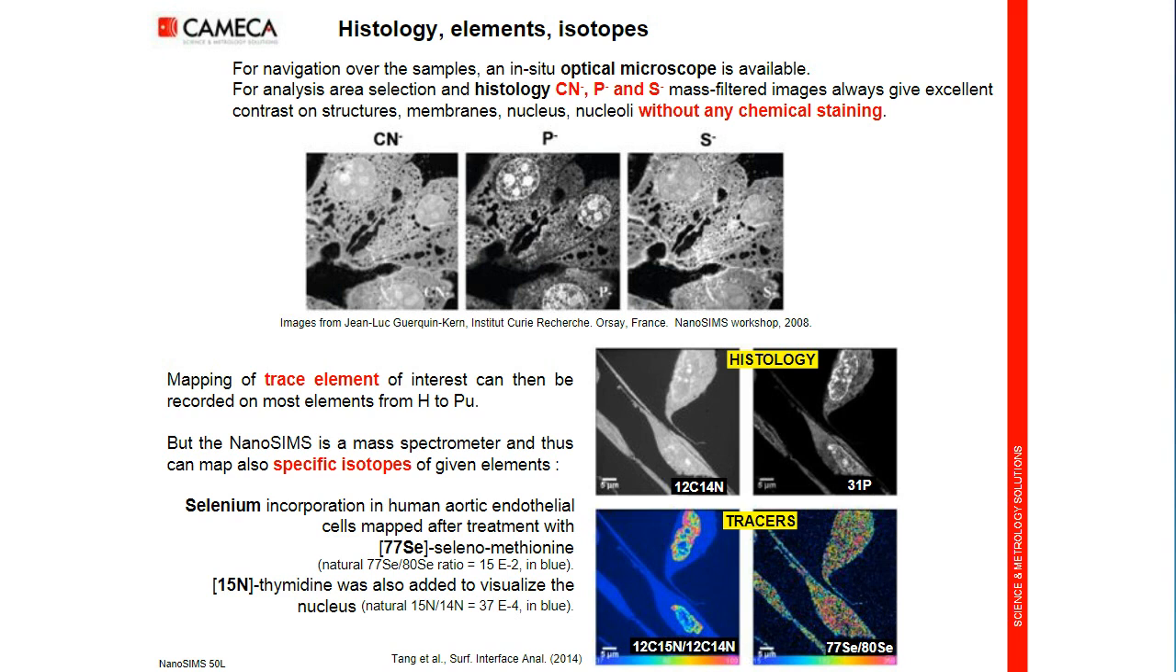And we can map on the lower row, on the right side, the distribution of 77 selenium over the major one, 80. And you see the distribution of this selenomethionine molecule. On the left side of the lower row, you can see cells that have been duplicating recently and have incorporated thymidine, but thymidine labeled with nitrogen 15. And what you see in red are in the nucleus and inside the DNA that have recently incorporated thymidine nitrogen 15. So we can make use of specific elements for localization, then trace elements for quantitative measurement and distribution, and also use specific isotopes of one element.